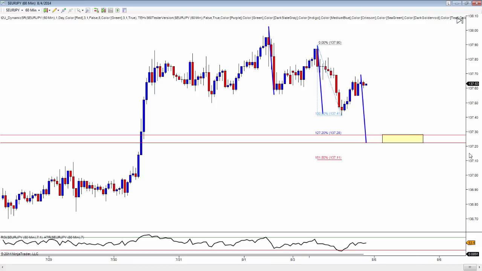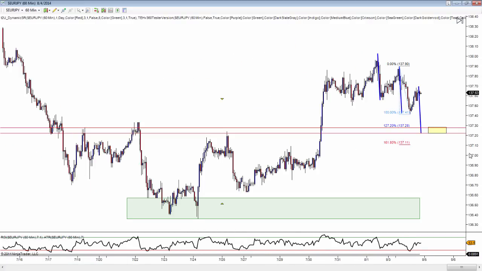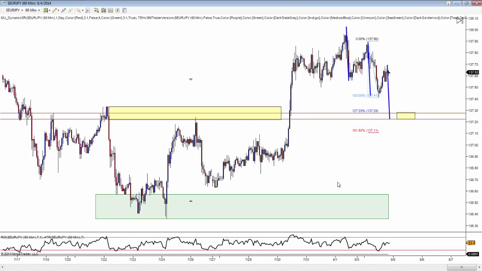Once again, what do I want to do? I want to look left because structure always leaves clues. So I look left. Do we have any structure looking left? Yes, we have a structure level right here. Previous structure right here. So this area is a great place to look to put profit targets.